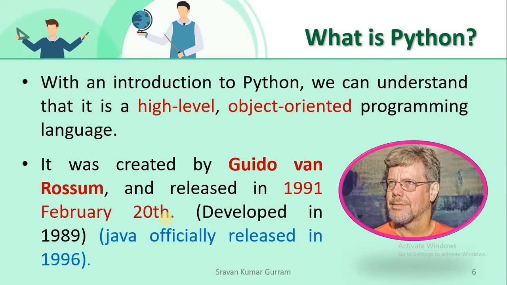At this time, I want to tell you one more important point. The Java was officially released in the year of 1996. If you compare, Python was released first in the year of 1991, and later in the 1996 Java was released. Why I am saying this is, Python is not a new language compared to the Java. Java is a new language compared to the Python.